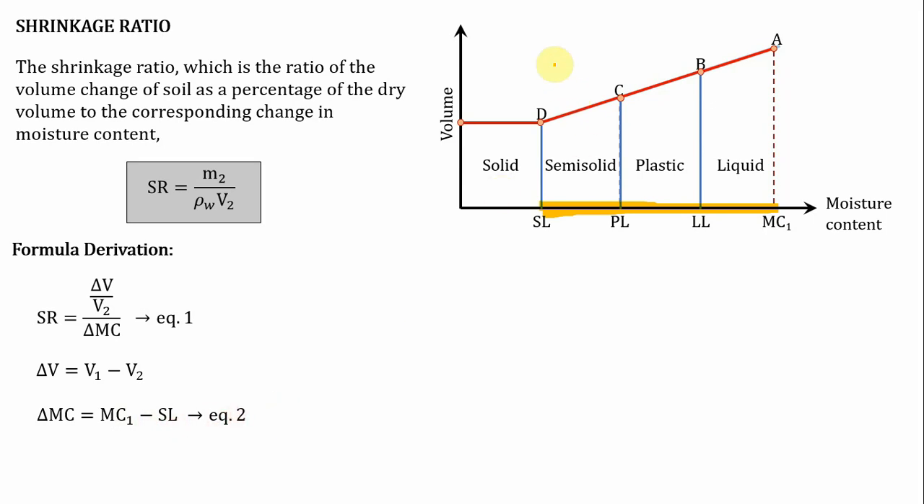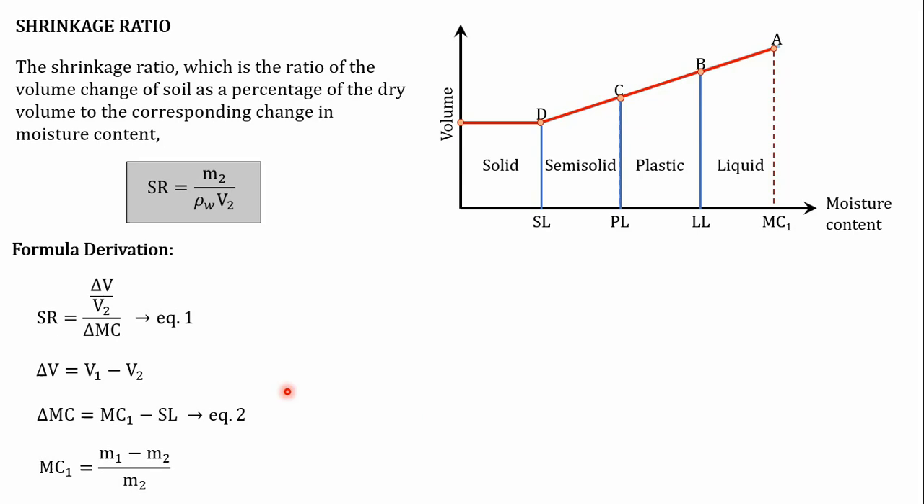Let me repeat, class: this height is the change in volume, and this is the change in moisture content. We know that MC1 is the moisture content at the natural state of the soil. And how do we solve MC1? MC1 is simply M1 minus M2 divided by M2, since it is the natural state. Did you get me?